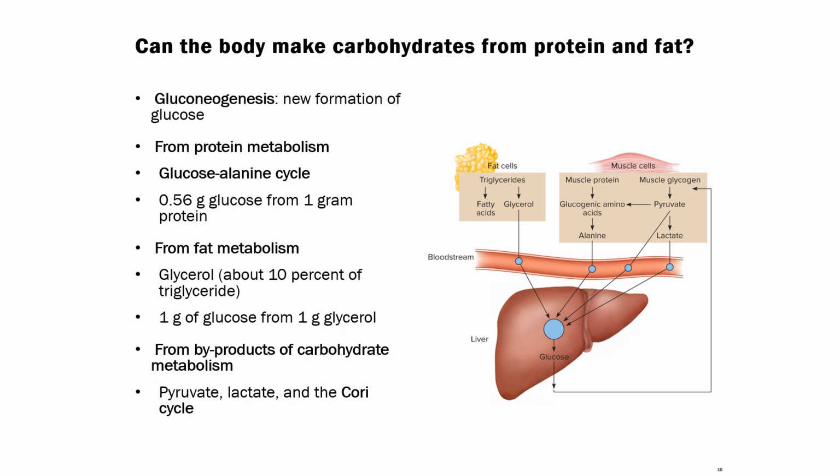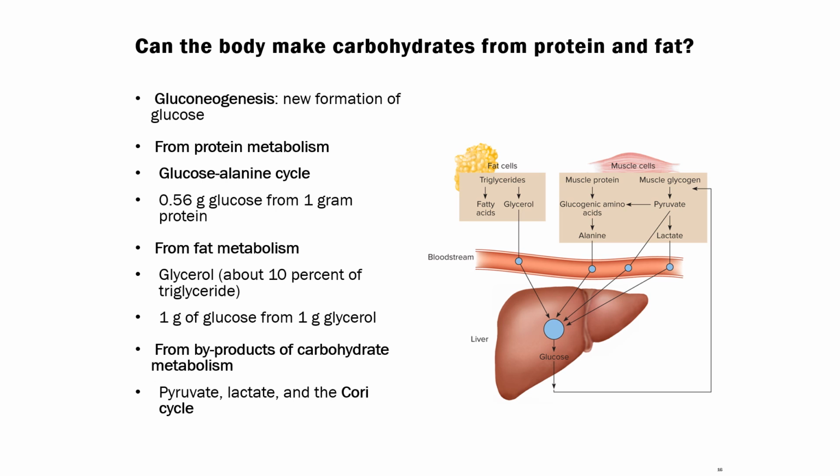So when carbohydrates are not available, the body can produce glucose by utilizing gluconeogenesis. The body will start producing glucose from non-carbohydrate sources, such as amino acids and glycerol, to help maintain blood glucose levels. In protein metabolism, it's the glucose-alanine cycle process, and this is where muscle protein breaks down into amino acids, such as alanine, which travel to the liver.